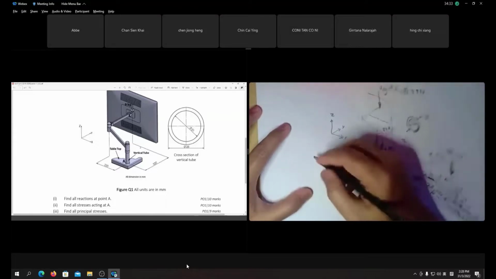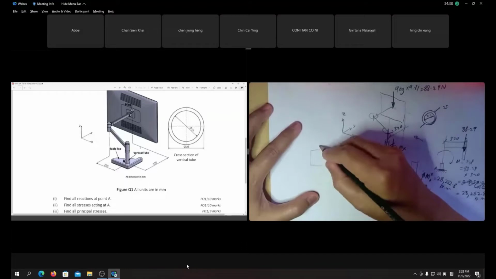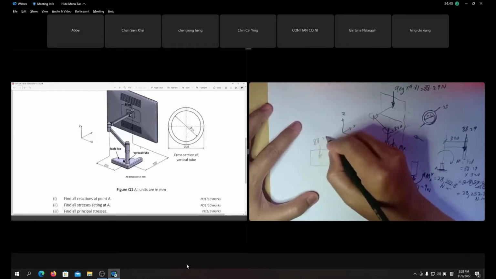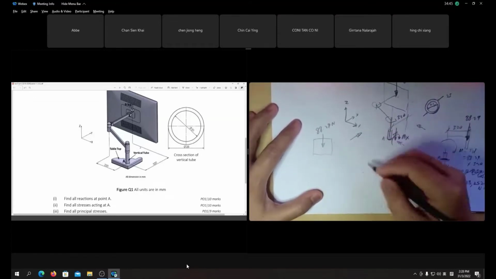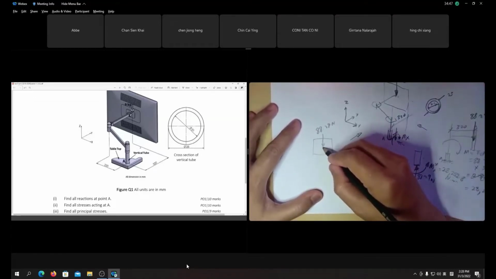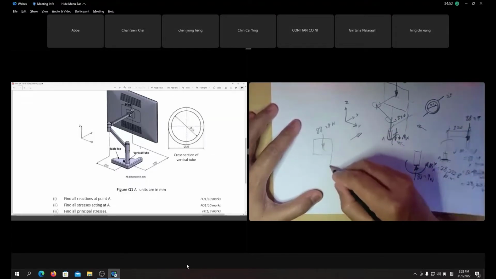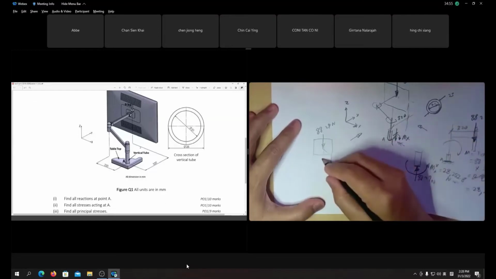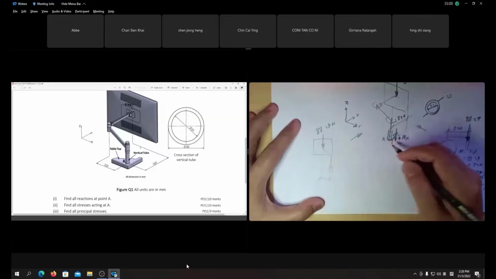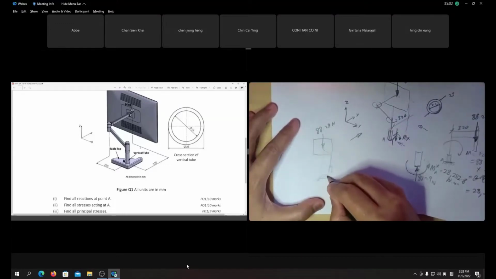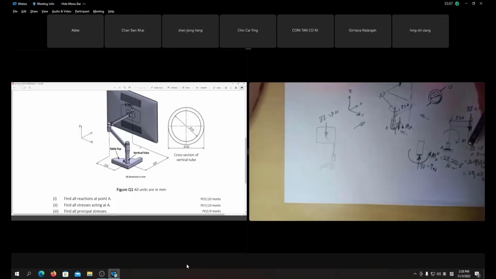what do we see? We will see this is the monitor screen, and this is the force, 88.29 Newton. Then our arm is like this, and this is the tube. So we have a distance here, a distance of 220. You can see my sketching. Can you see it, guys? Clear?